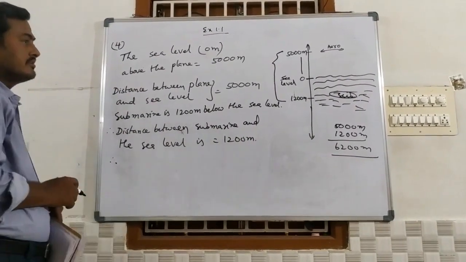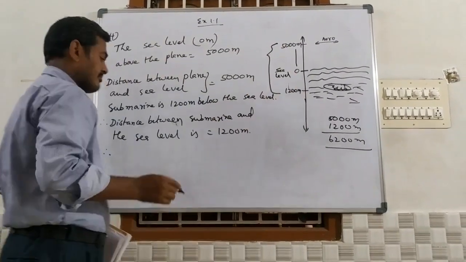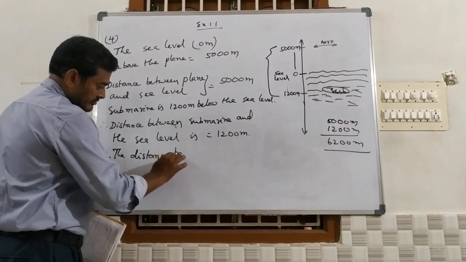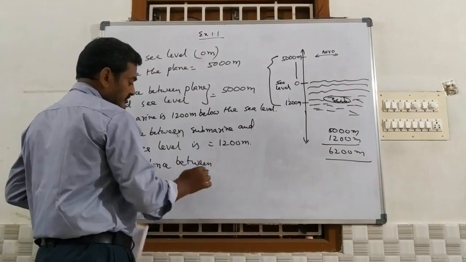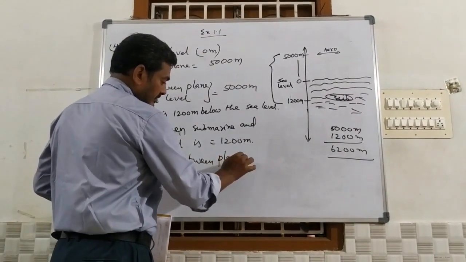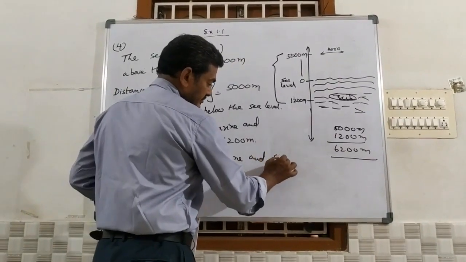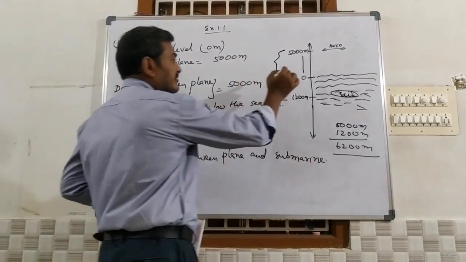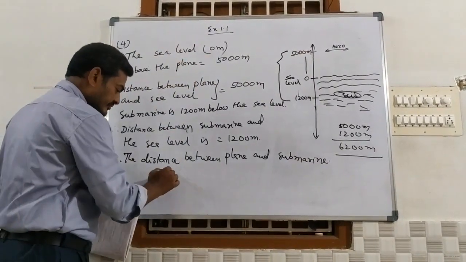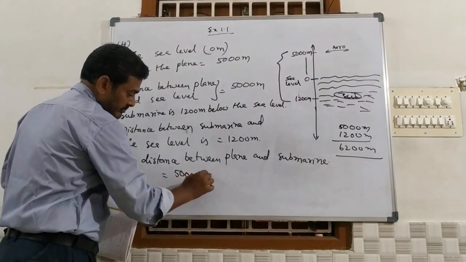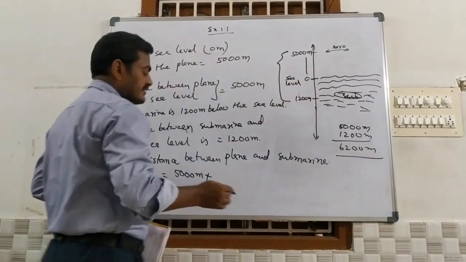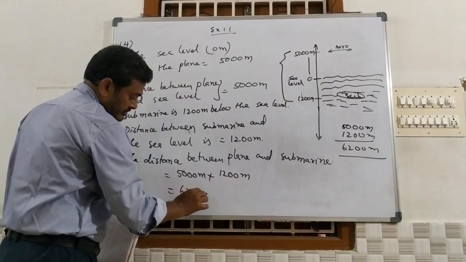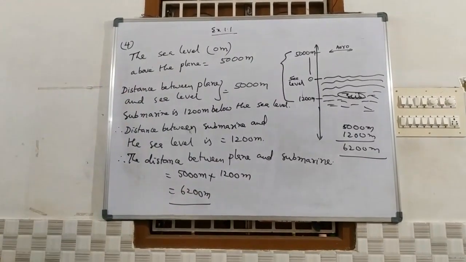Therefore, now what is our question? The distance between plane and submarine. Therefore, the distance between plane and submarine equals the distance between sea level and aeroplane, 500 meters, plus the distance between submarine and sea level, 1200 meters. That equals 1700 meters.